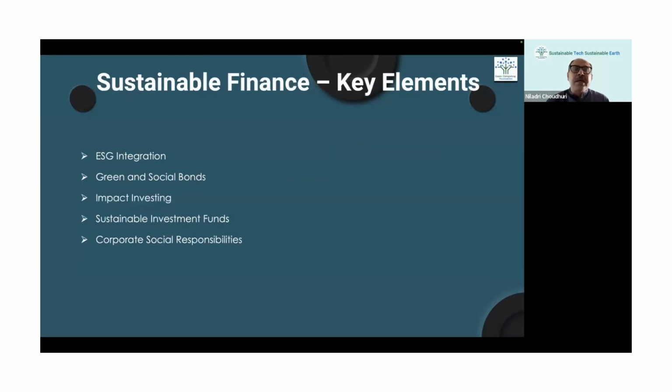Now, for sustainable finance, the key elements are ESG integration, green and social bonds, impact investing, sustainable investment funds, corporate social responsibilities. And if you see, this is where IT plays an important part. All the neobanks that you look at, all the fintech organizations that you look at, all the financial institutes that are using blockchain, I'm not talking about crypto, but I'm talking about blockchain, and helping through smart contracts, through blockchain, facilitating the green and social bonds without a middleman in between and with more security, is where IT is going to help.